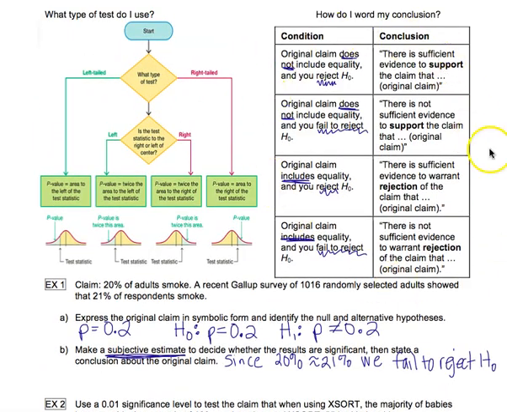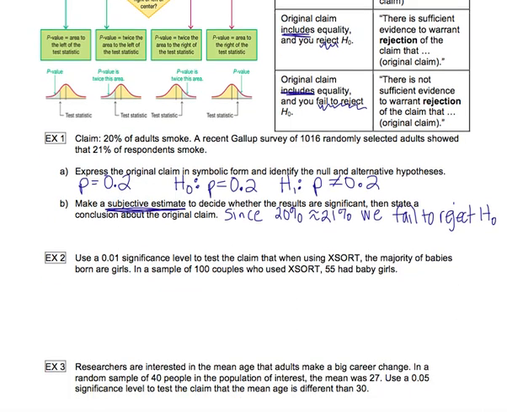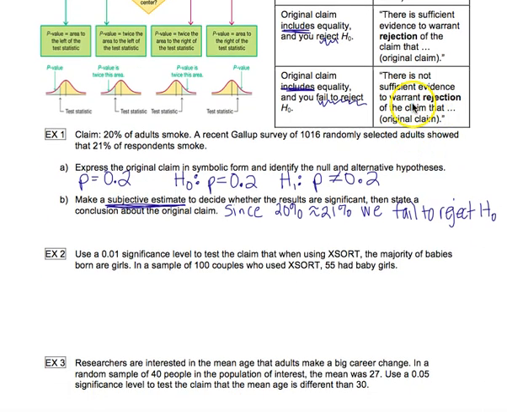Now, it says state a conclusion about the original claim. That's what this table is for. So I need to look now and I need to decide, does my original claim include equality or not? Original claim is right here. It has an equal sign, so yes, it includes equality, which means I'm looking at either this guy or this guy. So now the second thing I have to look at is whether we rejected or failed to reject. And in this case, it says failed to reject. So includes equality and failed to reject is the bottom row. So we're going to word it exactly like it's worded here.